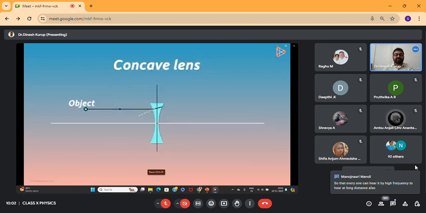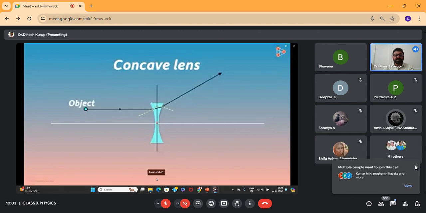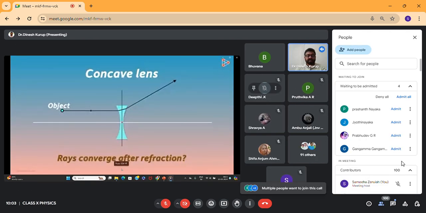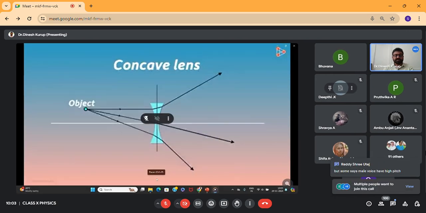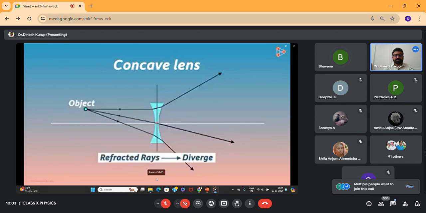Now you see this one. The ray bends towards the normal, and when it again enters air, it bends away from the normal. Will the concave lens behave in the same way as the convex lens? Will the rays converge after refracting from a concave lens? If rays from a point object are incident on a concave lens, after refraction they do not converge at a single point. These refracted rays diverge, which means they go away from each other.